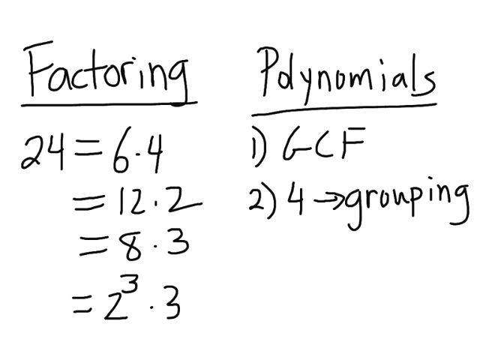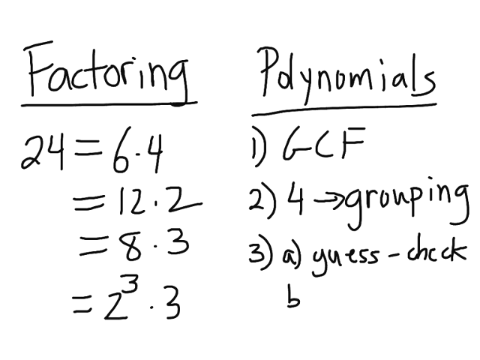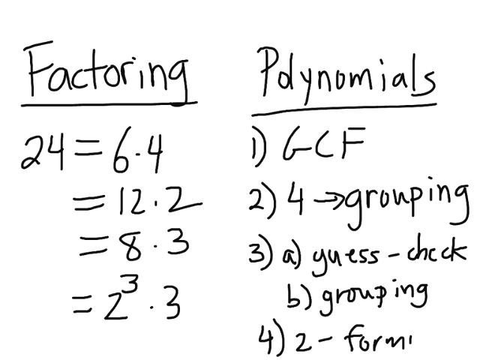Grouping. If there are 3 terms, you actually have 2 choices. You can use guess and check, or you can use grouping. And finally, if there are only 2 terms, you use some formula. And we'll see these here in a few minutes. Alright, so those are the steps we're going to go through. So let's do some examples now.